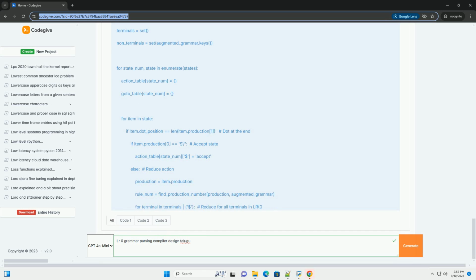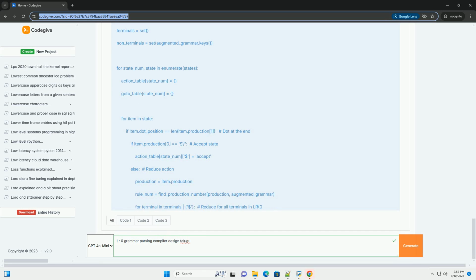LR stands for left to right, rightmost derivation. Left to right: the parser reads the input code from left to right, just like we read a sentence. Rightmost derivation: the parser constructs the parse tree, the grammatical structure, using a rightmost derivation. This means the rightmost non-terminal symbol in a production rule is replaced first during the derivation process.